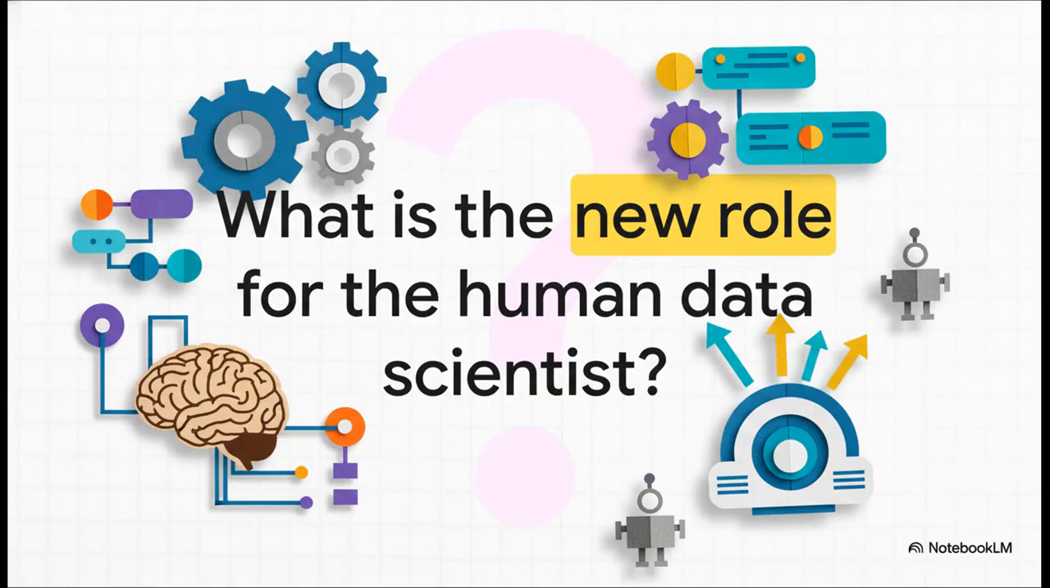Okay, so this leaves us with a huge and maybe slightly scary question, especially for those of you who are studying this stuff and getting ready to jump into this field. As these agents get more and more autonomous, what's our job now? What's the role of the human data scientist? Maybe our job shifts from being the hands-on analyst to being the architect, the strategist, the one who designs and oversees these incredibly powerful agentic systems. Definitely something to think about.